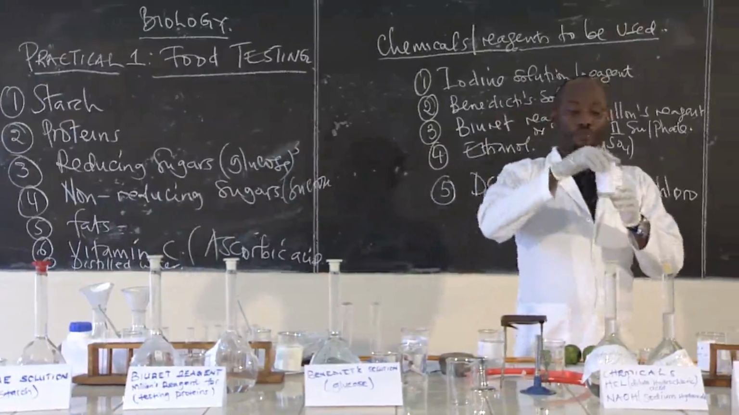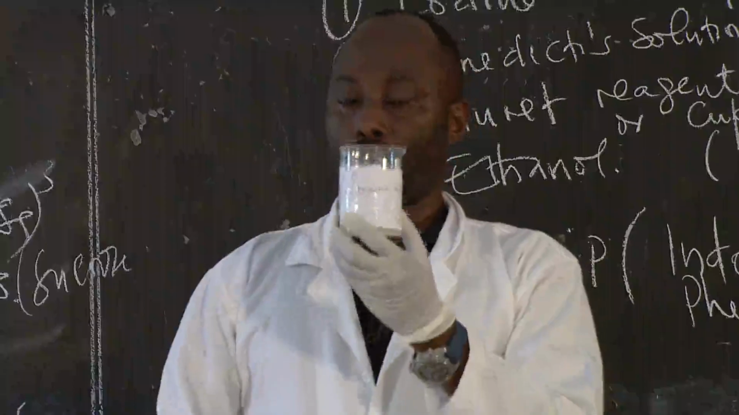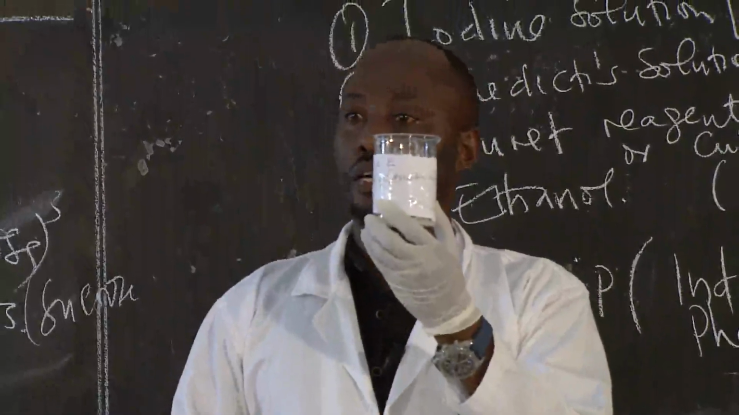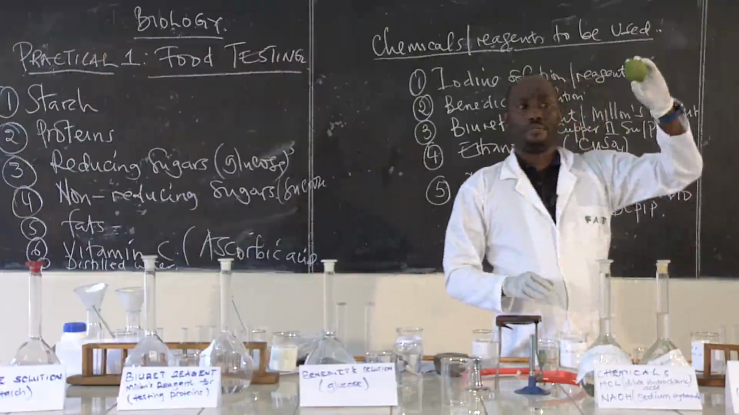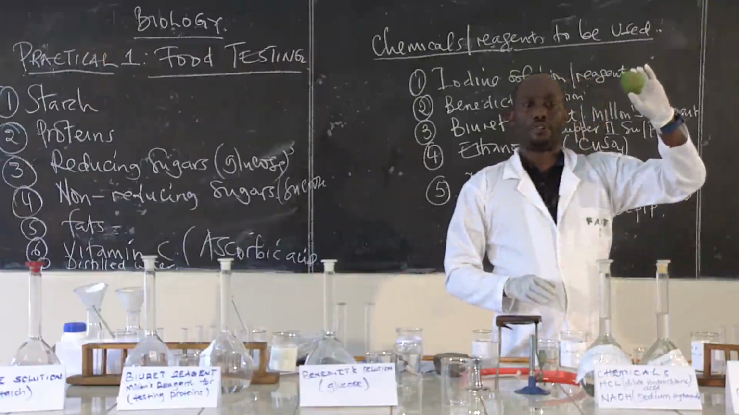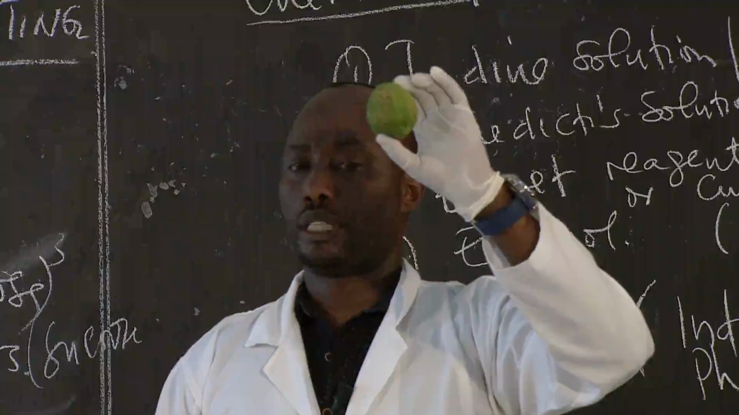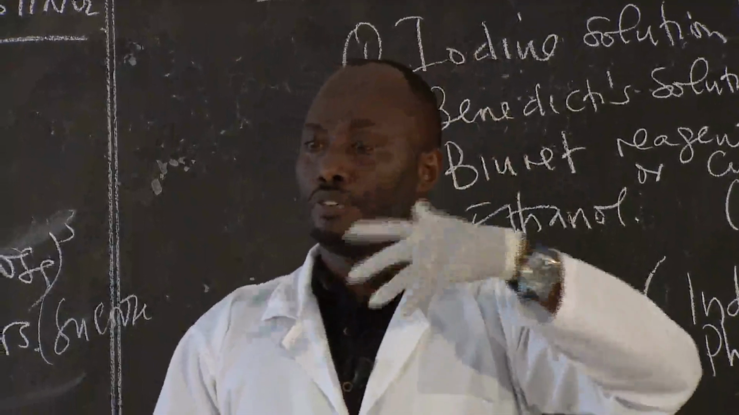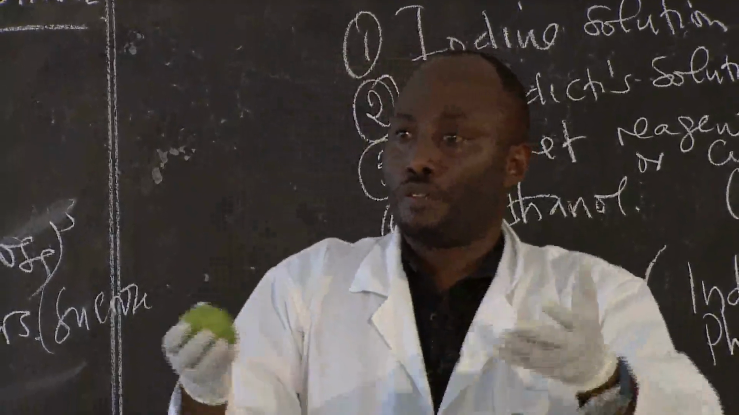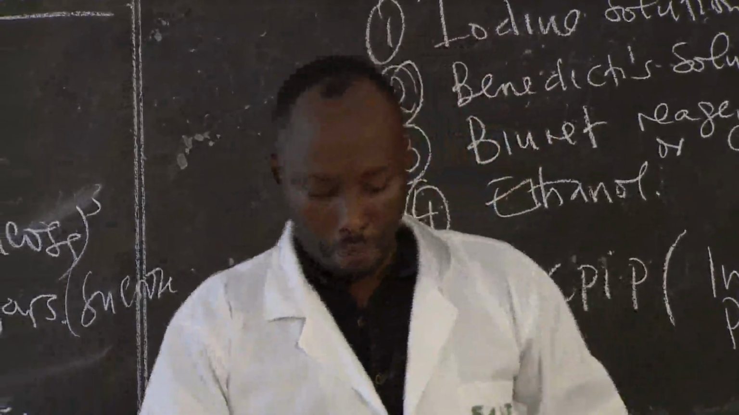Sample C is made up of ascorbic acid or vitamin C. We can also extract vitamin C from lemons. We can extract from lemons, from these fruits. I can say in all fruits, you can extract vitamin C.